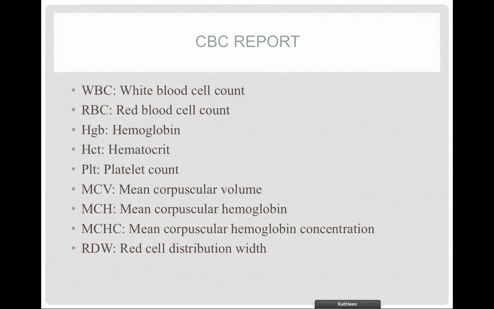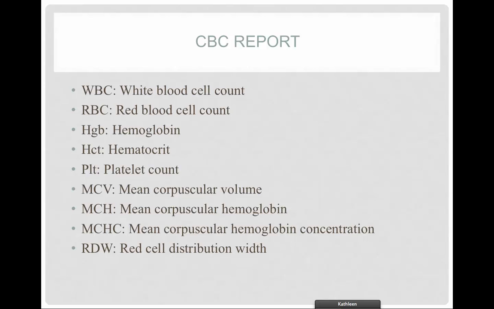Mean corpuscular volume is a measurement of the average size of your red blood cells. The mean corpuscular volume is elevated when your RBCs are larger than normal, which is labeled macrocytic. For example, an anemia caused by vitamin B12 deficiency is a macrocytic anemia. When MCV is decreased, your RBCs are smaller than normal, and that's labeled as microcytic. This is seen in iron deficiency anemia or thalassemias.